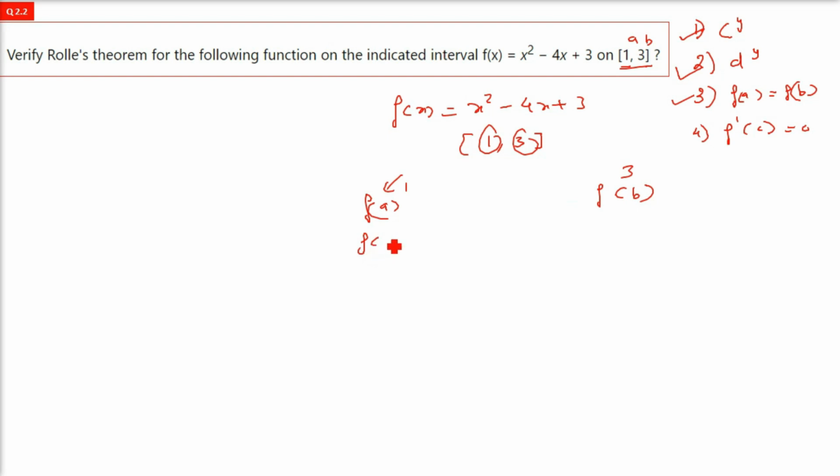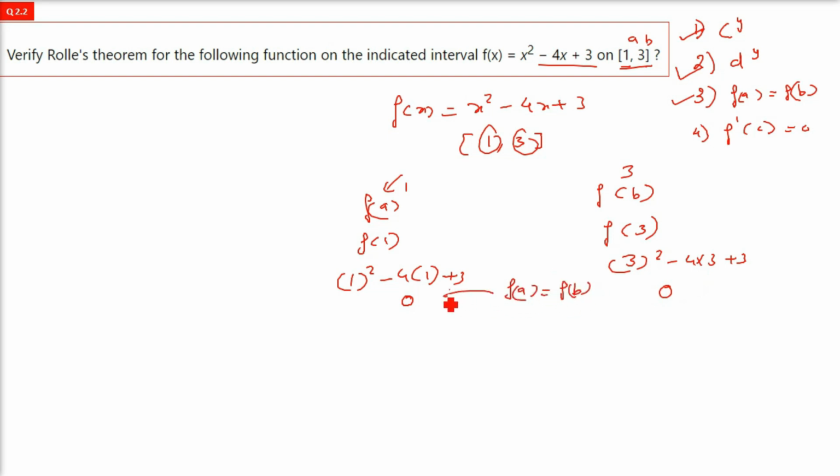When we put 1 in this function, we get 1 square minus 4 into 1 plus 3, and when we put 3 in this function, it is 3 square minus 4 into 3 plus 3. So what do you get? 1 minus 4 plus 3, 0. 9 minus 12 plus 3, 0. That means f(a) and f(b) both are 0. They are equal, both 0. So this is the third condition being met for Rolle's theorem.